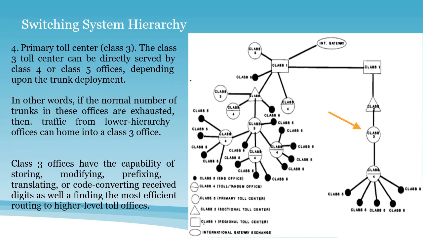4. Primary toll center, Class 3. The Class 3 toll center can be directly served by Class 4 or Class 5 offices, depending upon the trunk deployment. In other words, if the normal number of trunks in these offices are exhausted, then traffic from lower hierarchy offices can home into a Class 3 office. Class 3 offices have the capability of storing, modifying, prefixing, translating, or code converting received digits as well as finding the most efficient routing to higher-level toll offices.